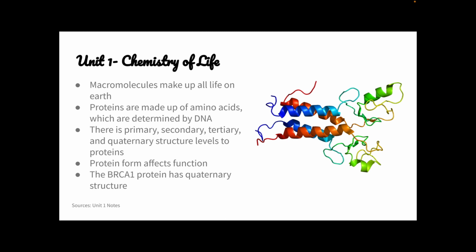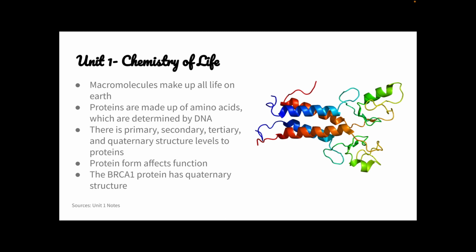And so the proteins in our body are determined by our DNA, and they're made up of amino acids. And once again, our DNA is made up of nucleic acids, and it's the order of thymine, adenine, guanine, and cytosine, the nitrogen bases in our DNA, that's unique in every single person. So in these proteins, whose recipe is in DNA, there's primary, secondary, tertiary, and quaternary structure levels.